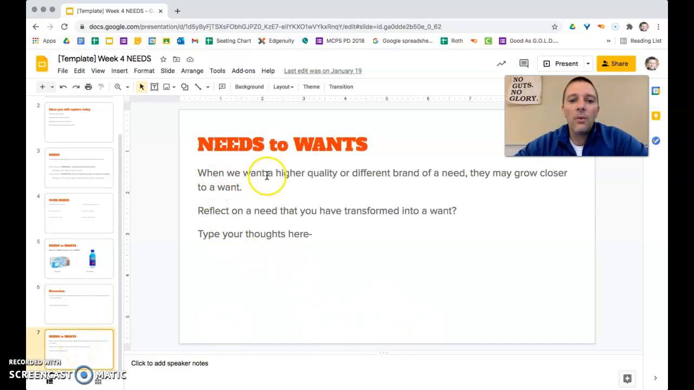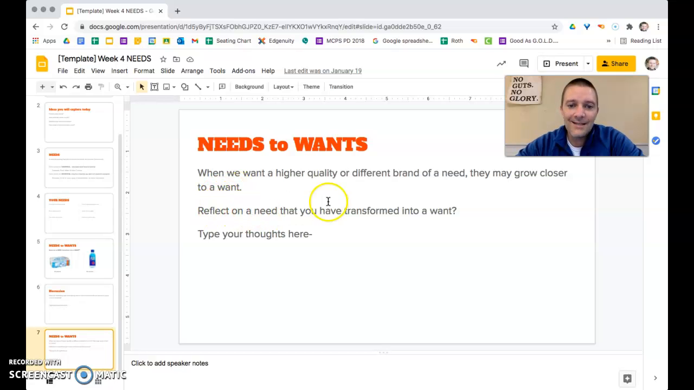So when we want a higher quality or different brand of a need, they may grow closer to a want, right? I need water, but I really would like to have this fancy bottle and this fancy brand over here. So when we do that, we're actually not necessarily buying a need. We're spending more on things we just want to buy. We just want that brand. We want that water, that certain type.